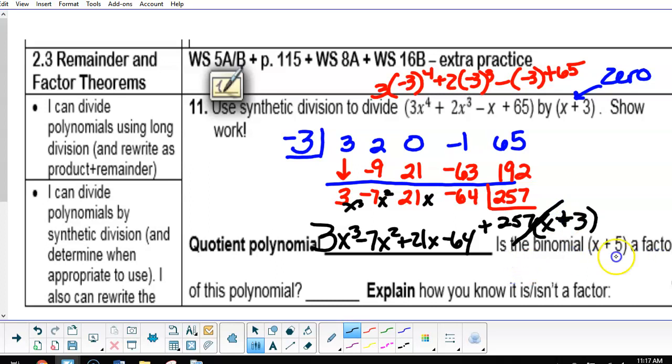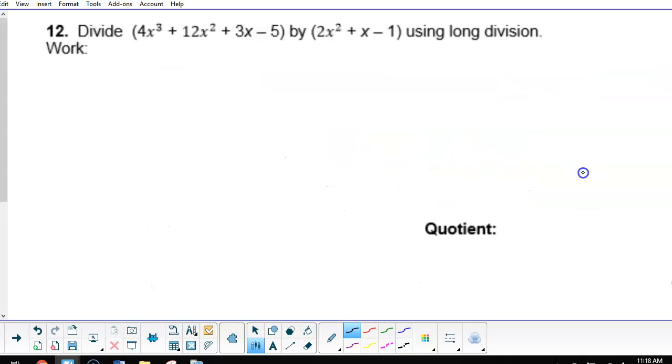So is this a factor? No. Explain how you know it isn't a factor. There's a remainder, right? Is that a typo on there? Because it says x plus 5. Oh, yes, this should be a 3. I don't have time to go back and check if 5 is. It'd be good for us to check, but let's just go with it said x plus 3. Yeah. A typo on something I did, really. Okay, we could check if -5 is, but anyway.